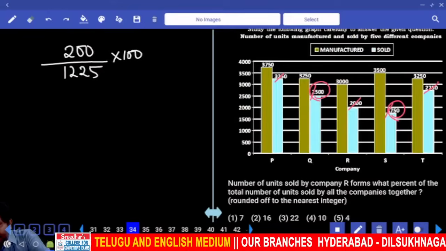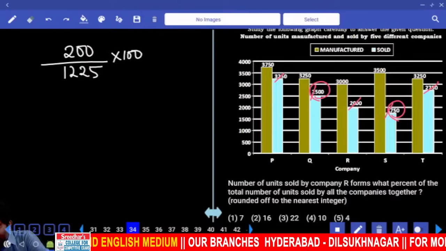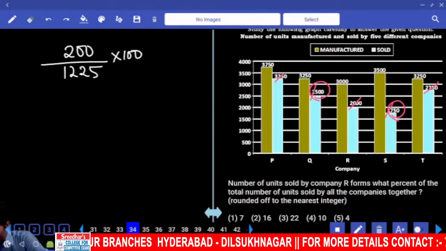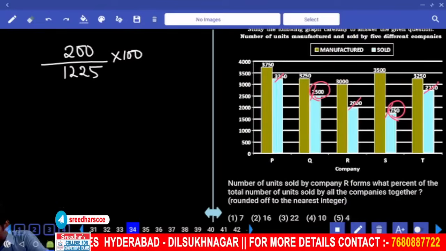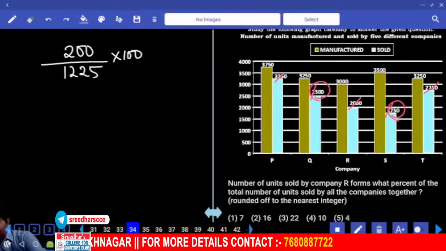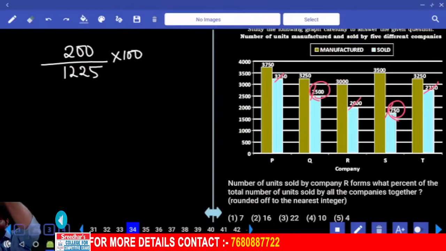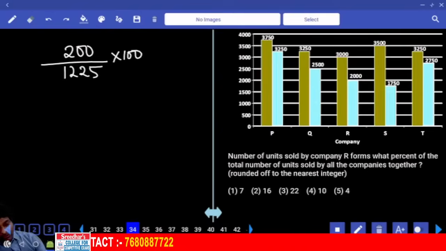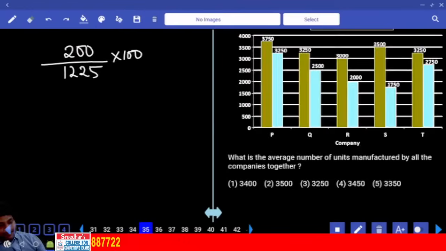What is 10% of the denominator? Approximate 122. Numerator is much more than that. What is 20%? 244. Numerator is less than that. So answer must be more than 10. Less than 20. How many are there? Only one option. Second option final.